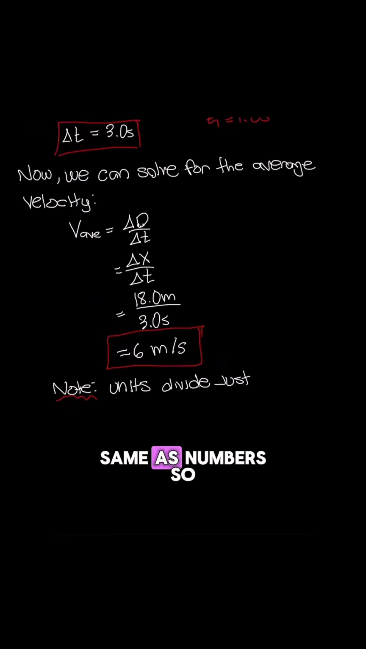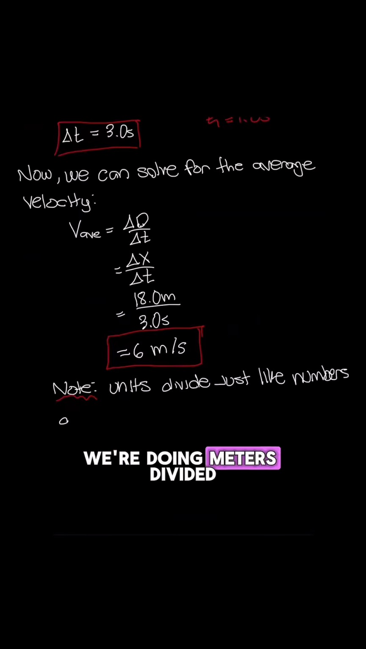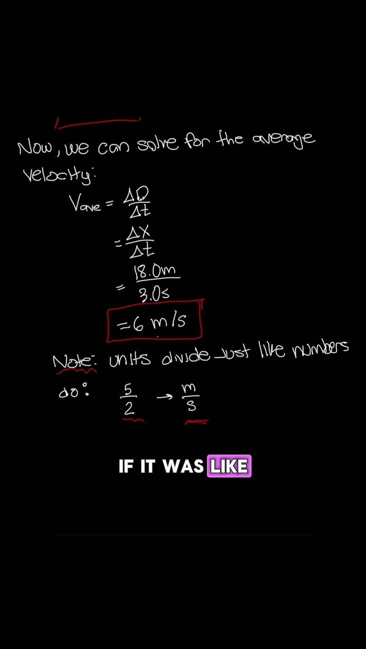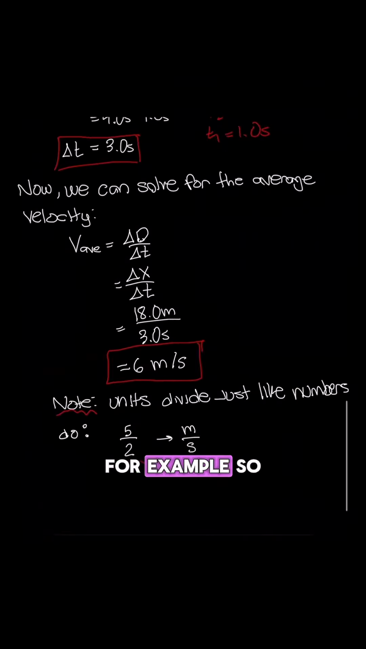And a quick important note on units. They work the same as numbers. We're doing meters divided by seconds, so it ends up being meters per second, the same as if it was 5 divided by 2. Everything you do to numbers, you do to units as well. If it was multiplication, like meters times meters, it would be meters squared, for example.